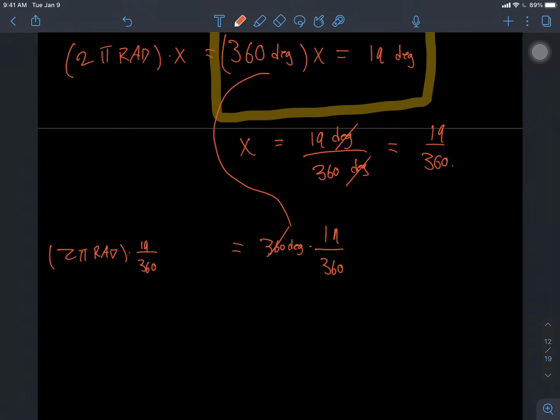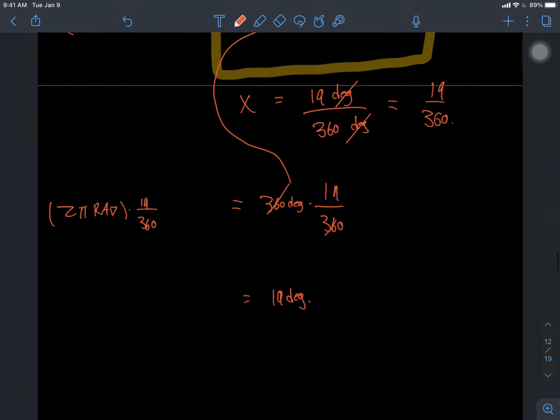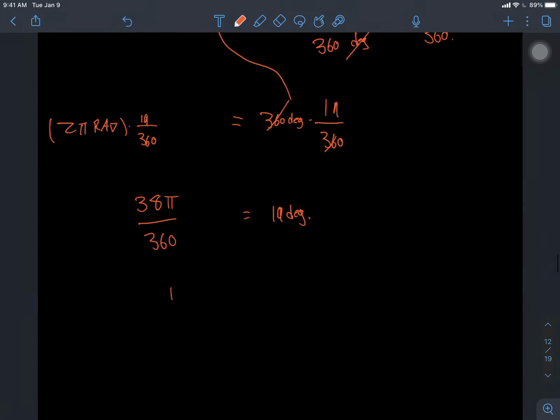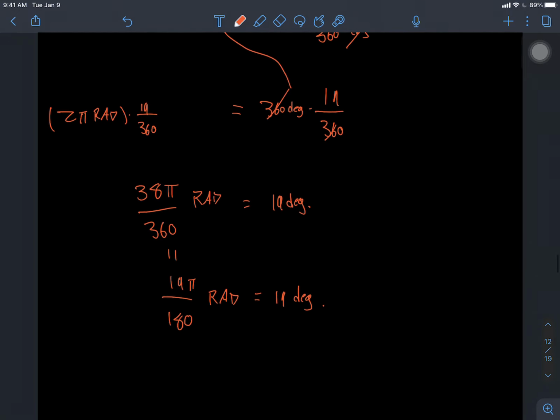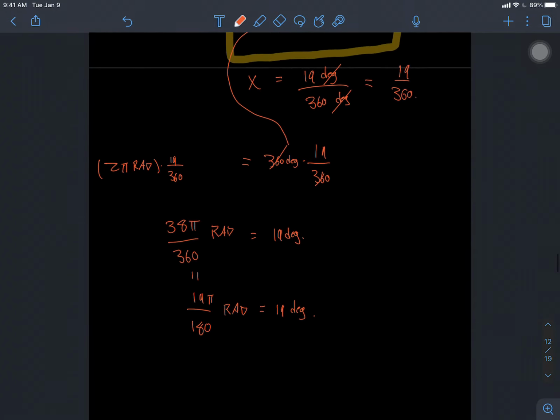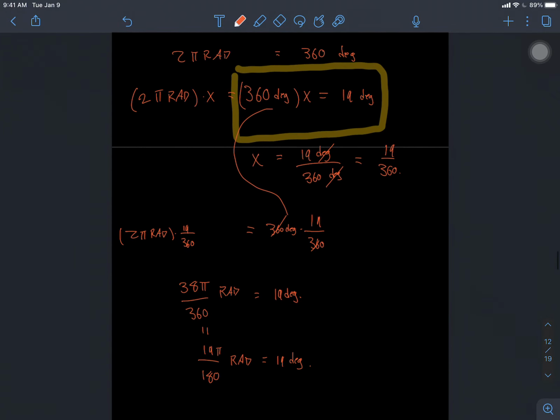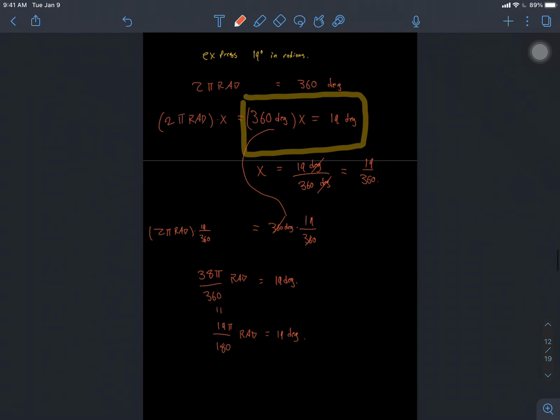And now we can cancel the 360 here. On the right-hand side, we get 19 degrees. And on the left-hand side, we're going to get 38 pi over 360, or 19 pi over 180 rad, equals 19 degrees. Okay, so that's how we can manipulate this equation to switch between these two forms.